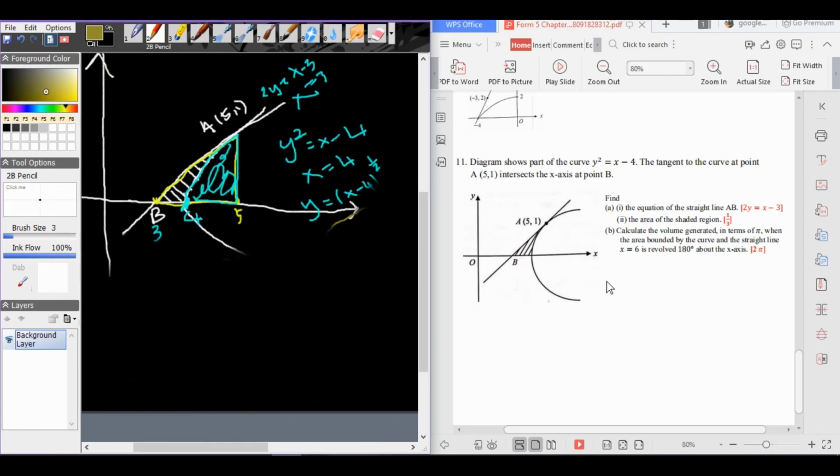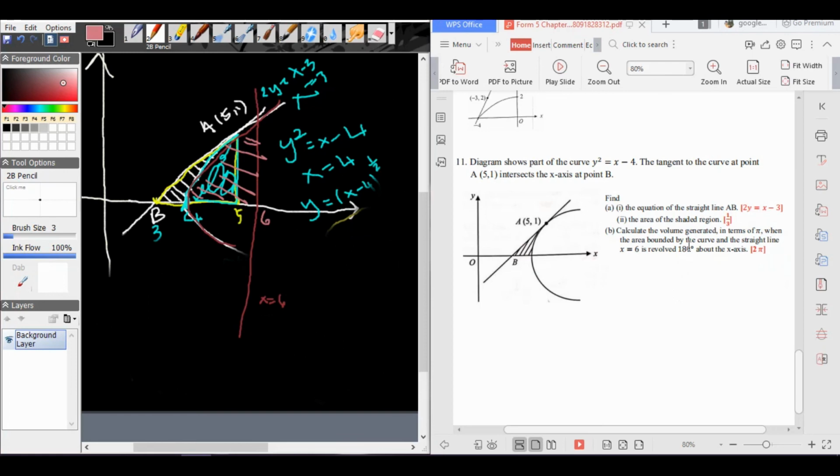Part B. Calculate the volume generated, in terms of pi, when the area bounded by the curve and the straight line x equals 6 is rotated. The area bounded by the curve and x equals 6 will be around here. This is x equals 6. We have to rotate it about the x-axis, so the region will be this one, from 4 to 6. The question says 180 degrees.